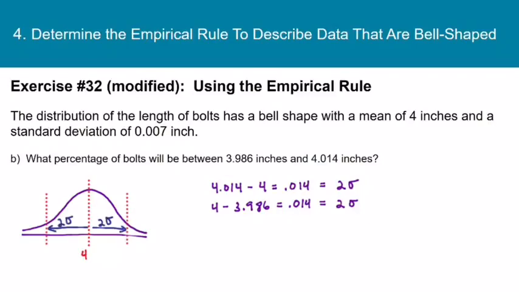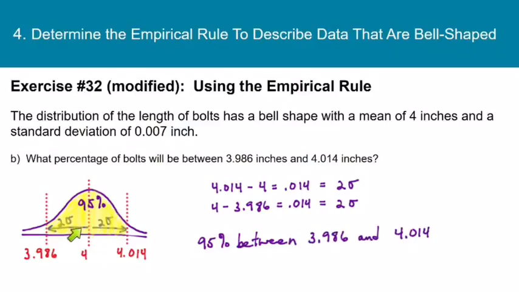So now we can draw our 2 lines here, both 2 standard deviations away from the mean, and we can label them 3.986 and 4.014, and we know that the empirical rule says that approximately 95% of the data will be within 2 standard deviations of the mean.